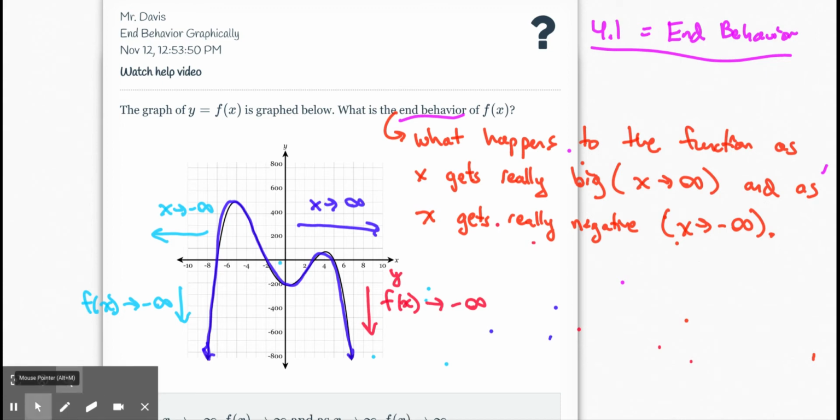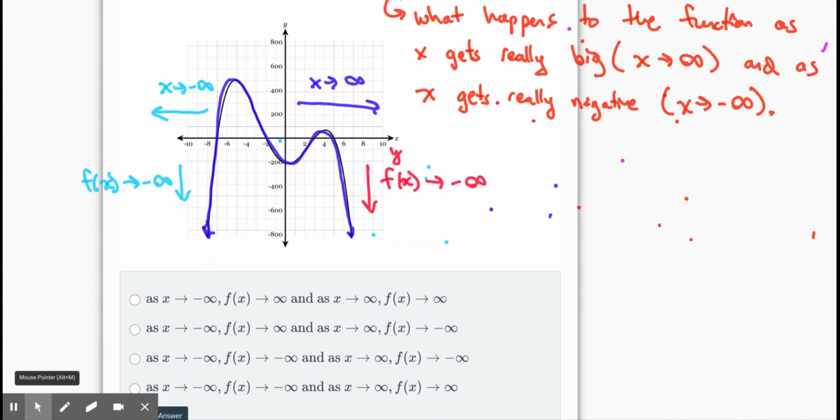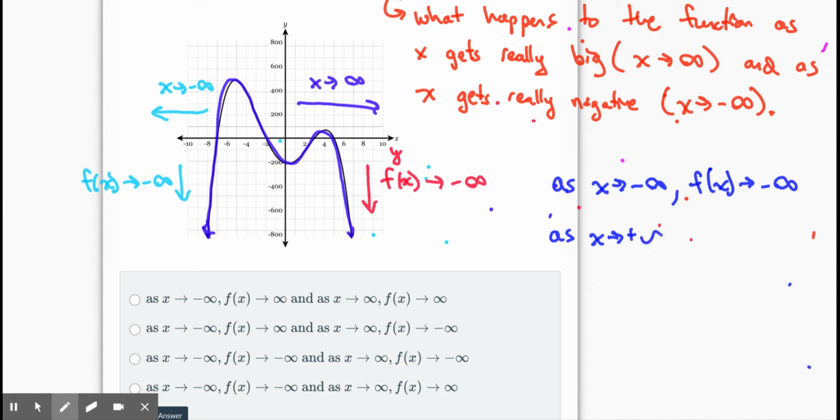So the way that we're going to write this, you can see here as our options on Delta Math, we're always going to write this as two statements. We're going to say as x goes to a certain direction, so as x goes to negative infinity, what happens to our function? Well, we saw as x went to negative infinity, the function f of x goes to negative infinity. And then as x goes to positive infinity, sometimes I'll even put a little plus sign here just to make sure we denote the difference, f of x is also going to negative infinity.